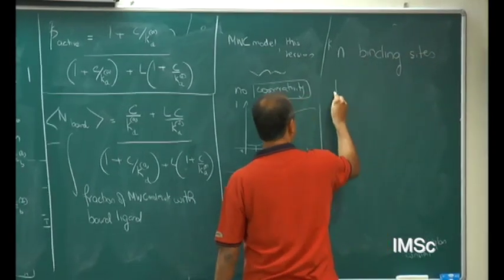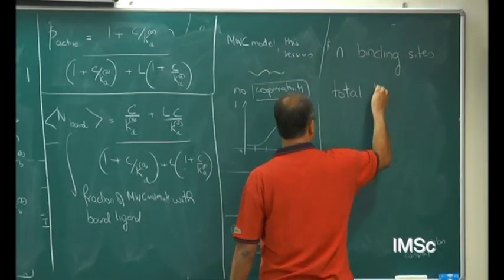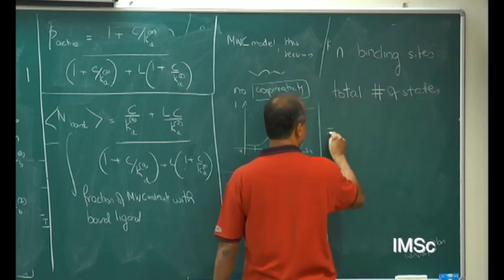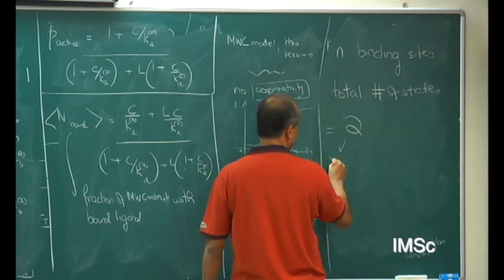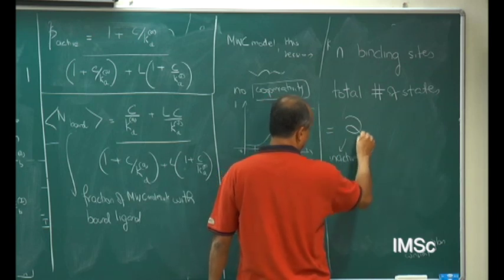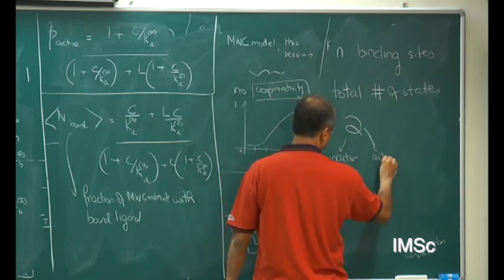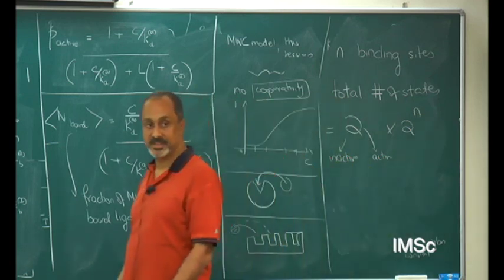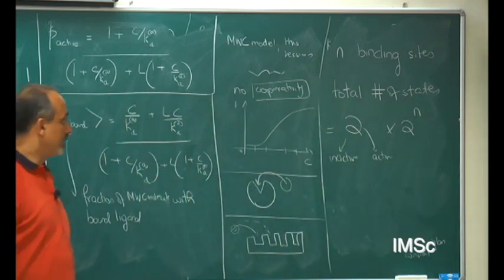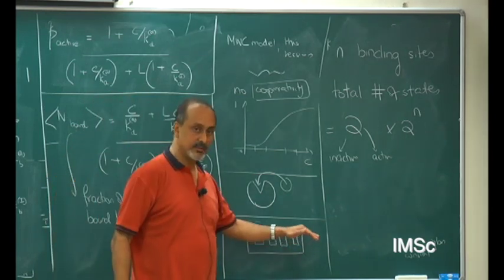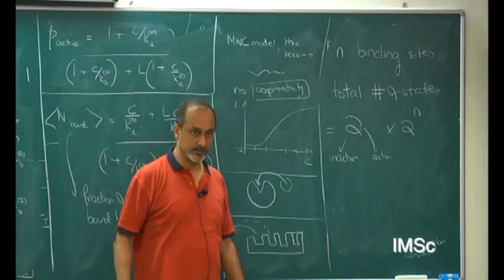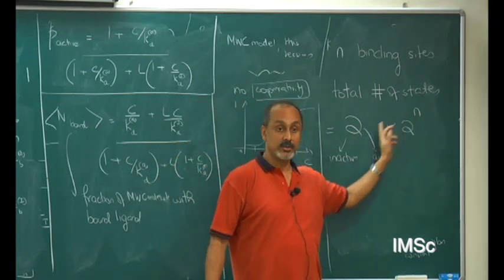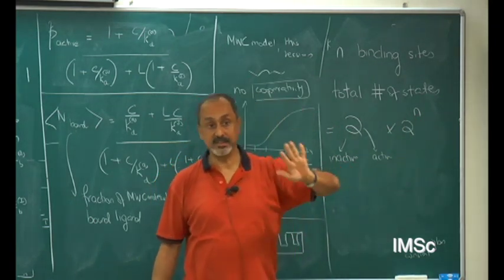Then the total number of states is 2, either inactive or active, times 2 to the power n, which is the number of occupancy states, because each one of these n sites here can be occupied or unoccupied. Earlier, we only had one site, n was equal to 1, so I only had 4 states that we had explicitly listed and enumerated.